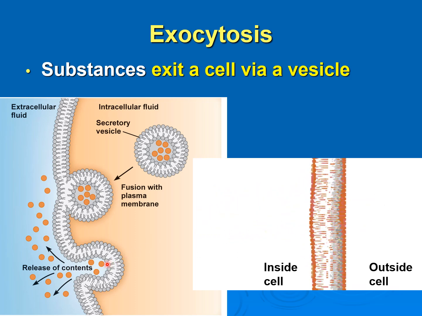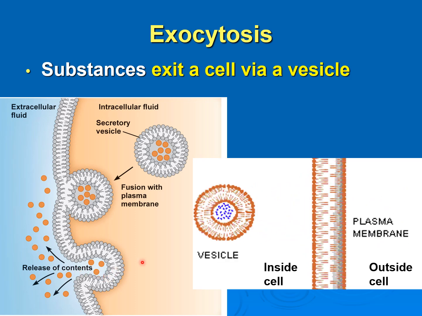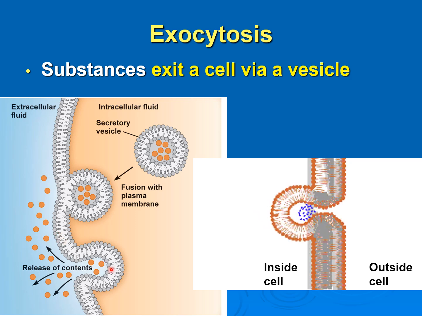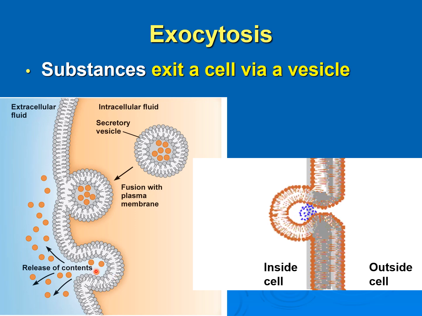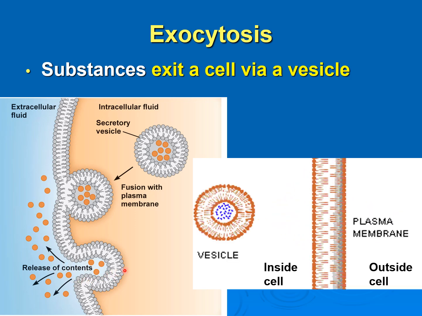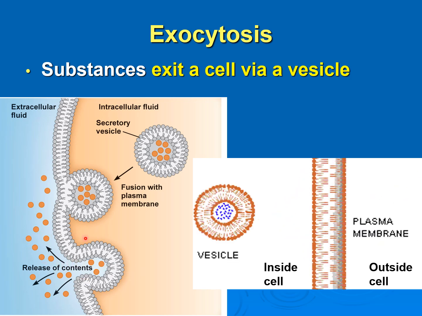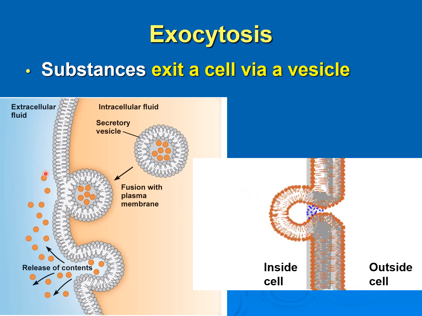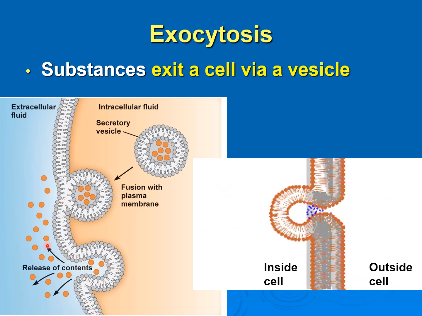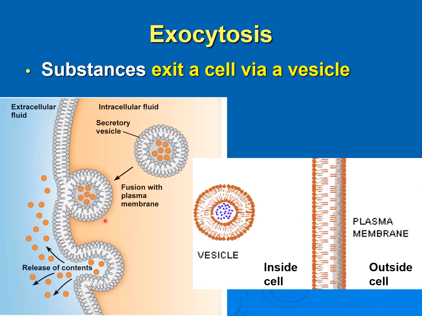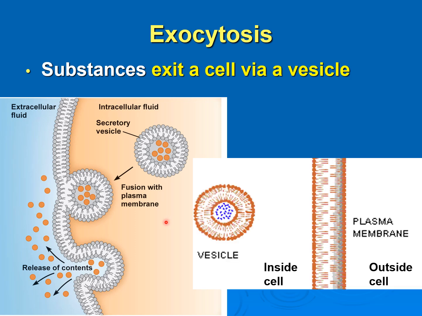So we will use this to release things like neurotransmitters from our nerves. This is how the milk in the mammary glands actually gets dumped into the ducts of the mammary glands. This is how antibodies made by our white blood cells get released from the white blood cells. So there's a lot of things that are released this way. Protein hormones like insulin get released from the pancreas this way as well. So there's a lot of ways that exocytosis is used by the body.